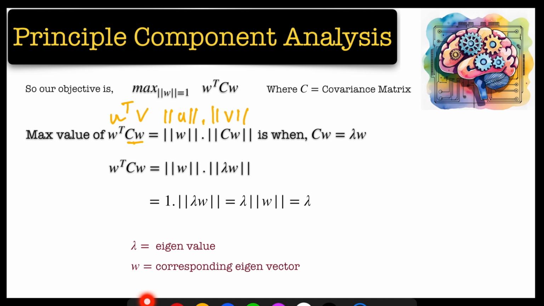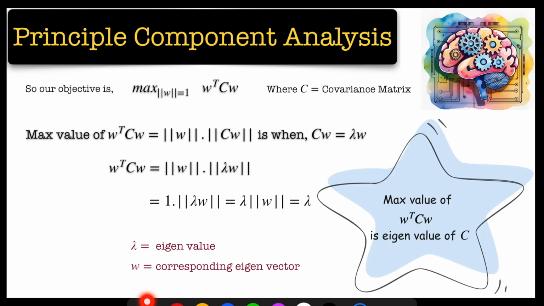So first see what the maximum value is. Norm of W is 1 and CW is lambda W in this case, right? So norm of CW is norm of lambda W. So 1 times norm of lambda W. But lambda is a scalar, we can get it out. So you get lambda times norm of W, or lambda. So W transpose CW is lambda, that is the maximum value of W transpose CW. So the max value of W transpose CW is the eigenvalue of C. Lambda is the eigenvalue and W will be the corresponding eigenvector.